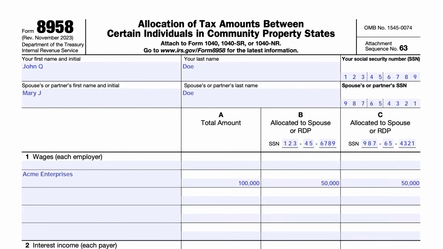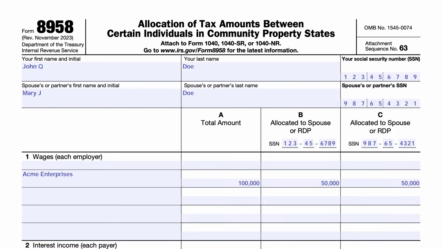We'll be going over IRS Form 8958, allocation of tax amounts between certain individuals in community property states. So this tax form is limited to only people that live in community property states. There are 9 community property states: Arizona, California, Idaho, Louisiana, Nevada, New Mexico, Texas, Washington, and Wisconsin.